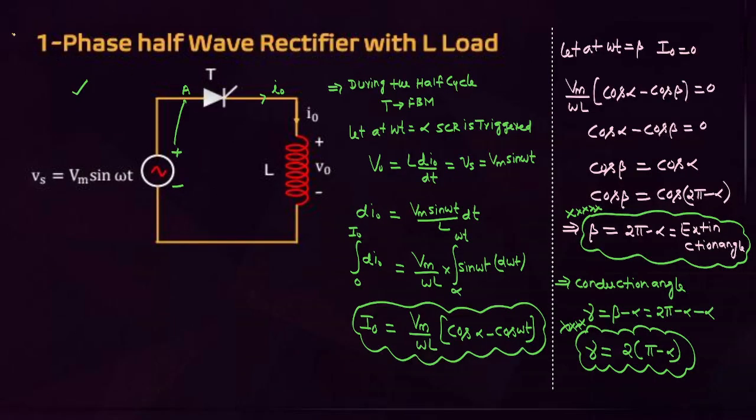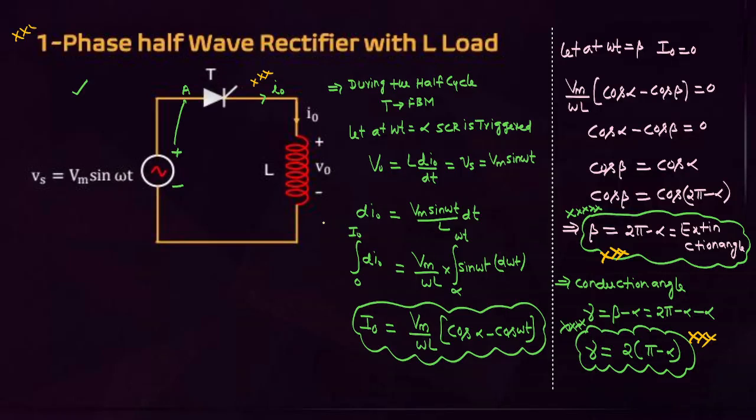Then here also you have to concentrate. A single phase half wave rectifier with purely inductive load. Based on this circuit, questions have already been repeated two times in GATE exams. In this case, what points mainly should you concentrate on? What is the extinction angle? What is the conduction angle? The extinction angle is 2 pi minus alpha for purely inductive load. The conduction angle is 2 times (pi minus alpha).